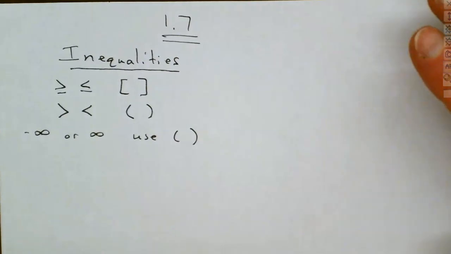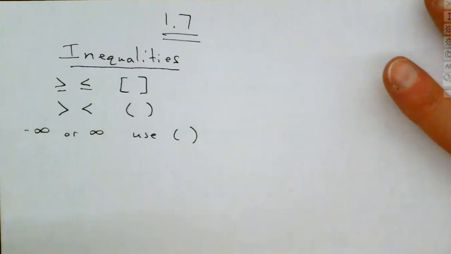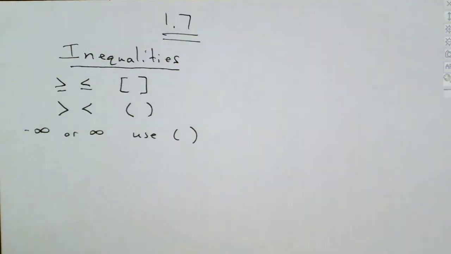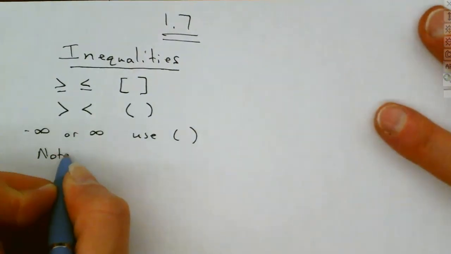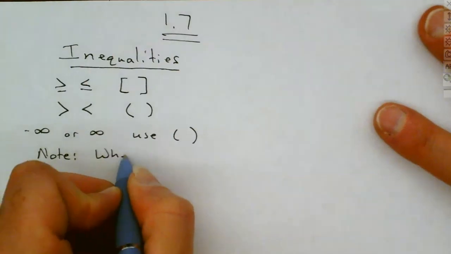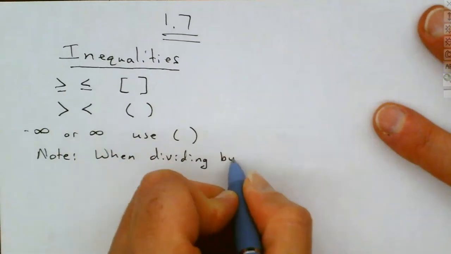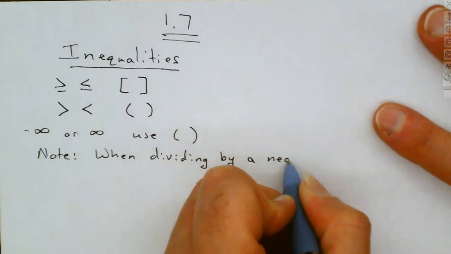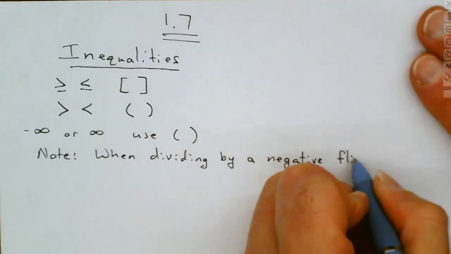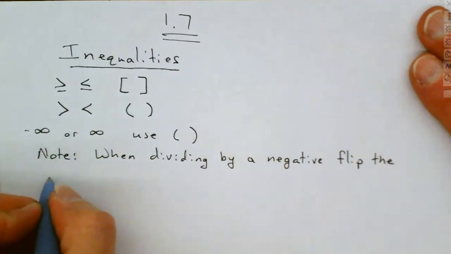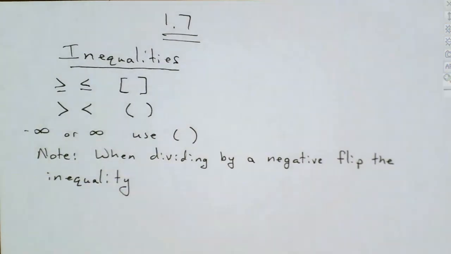Now, one thing we have to remember about inequalities is when you divide by a negative, does anyone remember what's going to happen to my symbol? When you divide by a negative, that flips your inequality symbol. So let's note that when dividing by a negative, flip the inequality sign. So you're going to want to flip that inequality.